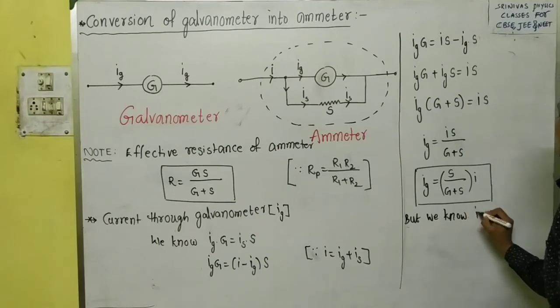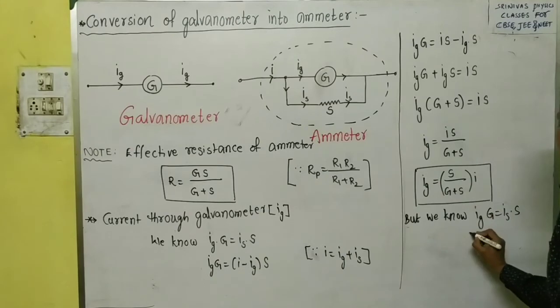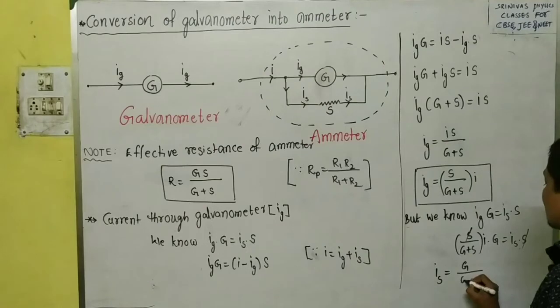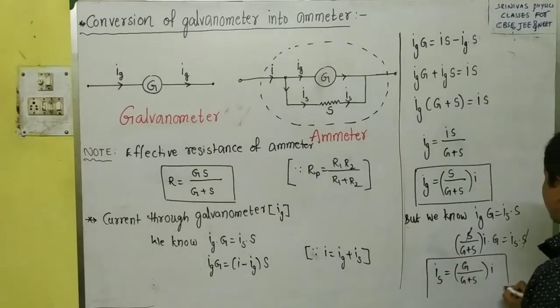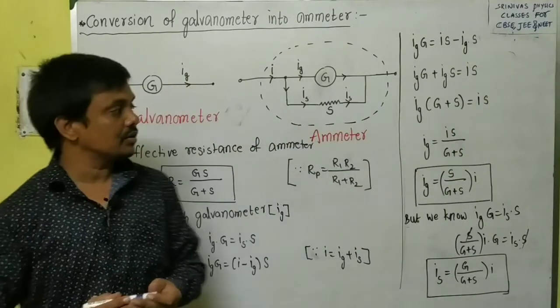We know that IgG is equal to IsS. You substitute Ig here: S by G plus S into I into G is equal to IsS. This S will cancel. Then finally we will get the Is formula as G by G plus S into I. This is about conversion of galvanometer into ammeter.